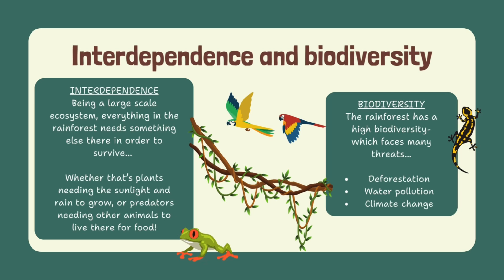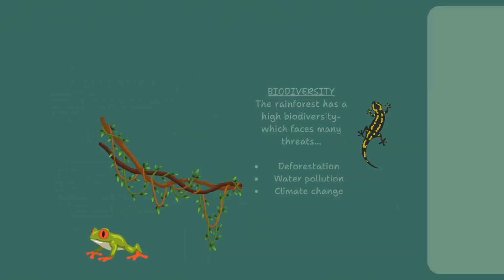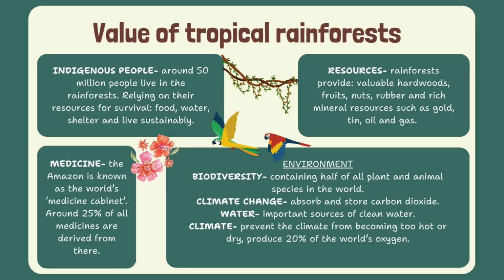Interdependence and biodiversity in the rainforest. Being a large-scale ecosystem, everything in the rainforest needs something else in order to survive, whether that's plants needing sunlight and rain to grow, or predators needing other animals to live there for food. And the rainforest has a high biodiversity which faces many threats such as deforestation, water pollution, and climate change. With all the threats rainforests face, why do we need to protect them?